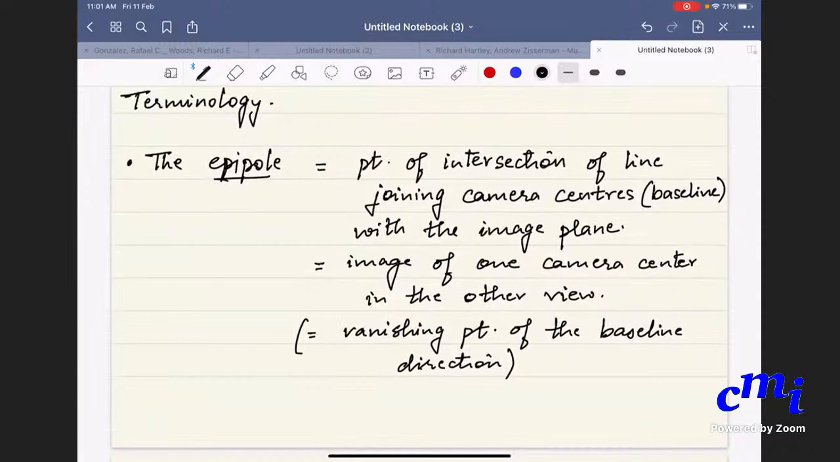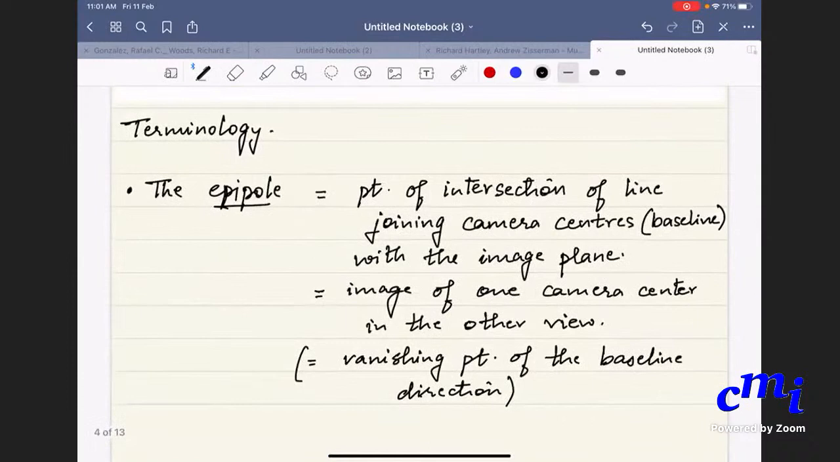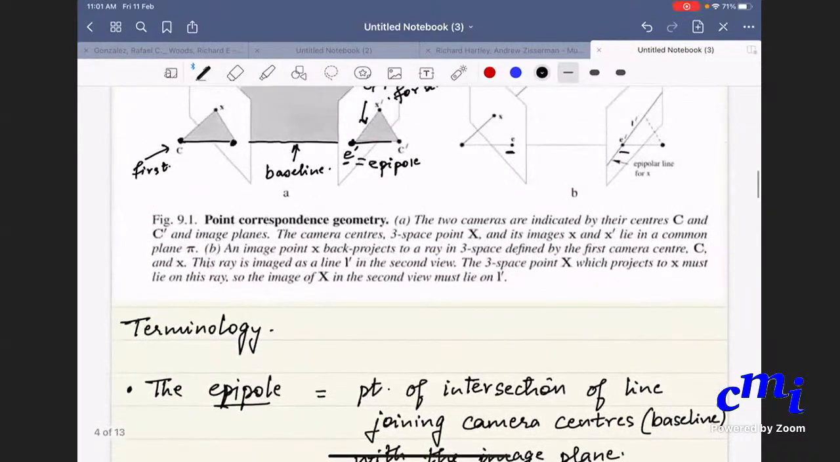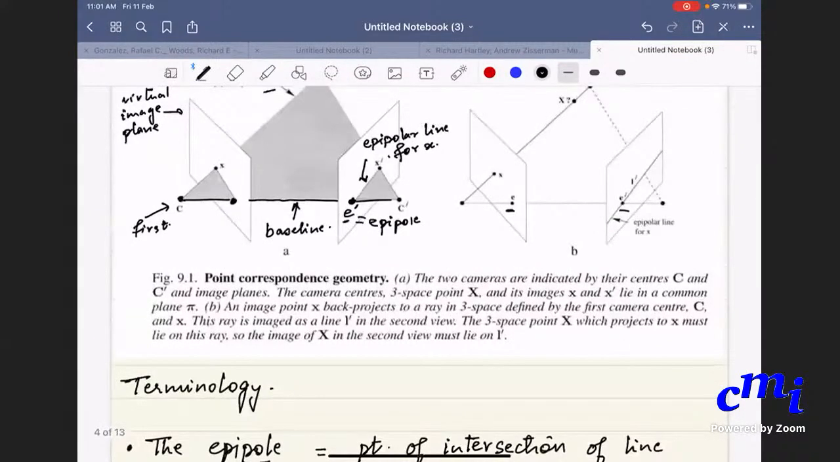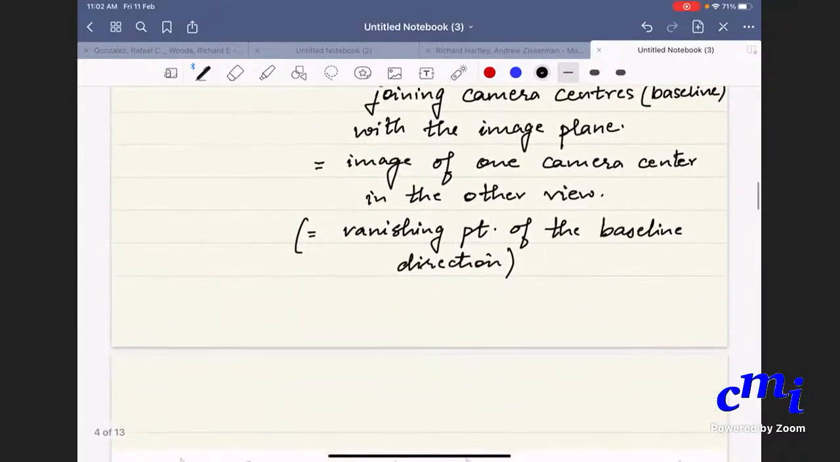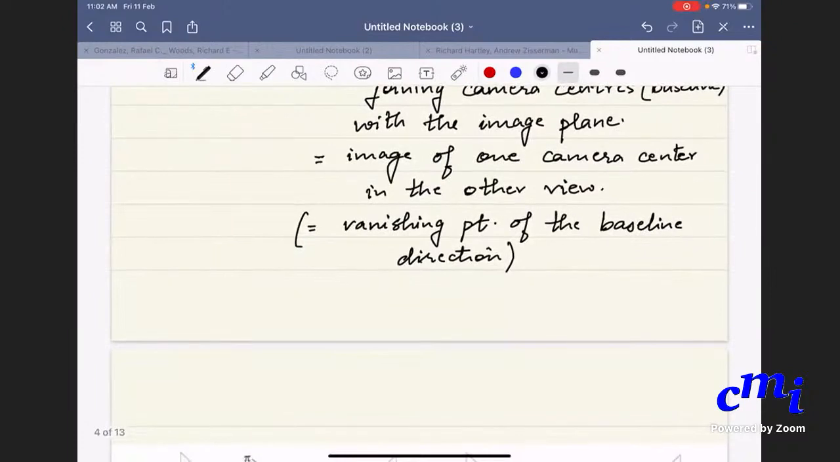We will see later that this is also the vanishing point of the baseline direction. Why vanishing point of the baseline direction? This is for convenience as usual, but also to remember that the points on this are not going to get, yeah, maybe later on when we do it mathematically, I will be able to explain it better. This heuristic way of explaining is not the best. So anyway, the epipole is also the vanishing point of the baseline direction, and we'll talk more about this later.